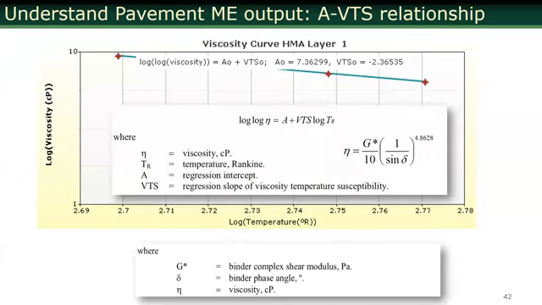But if you look at the actual equation, they were trying to put this in here. The actual equation is: log of the viscosity is equal to A plus VTS, which is like the slope, times the logarithm of temperature. That's missing here in the output of pavement ME. Again, this log viscosity is coming from the G star.